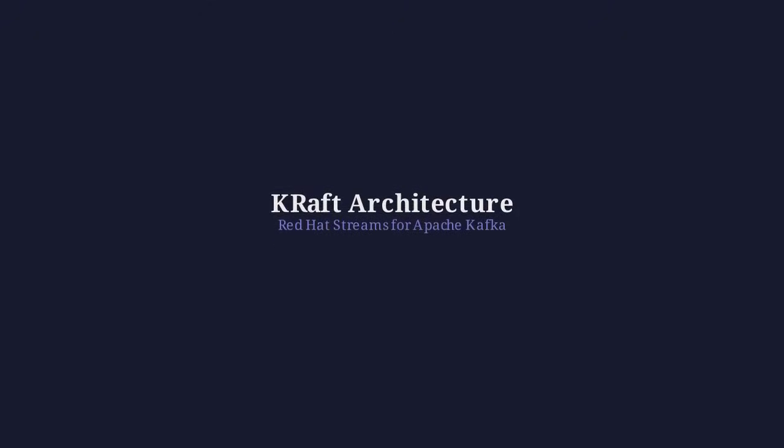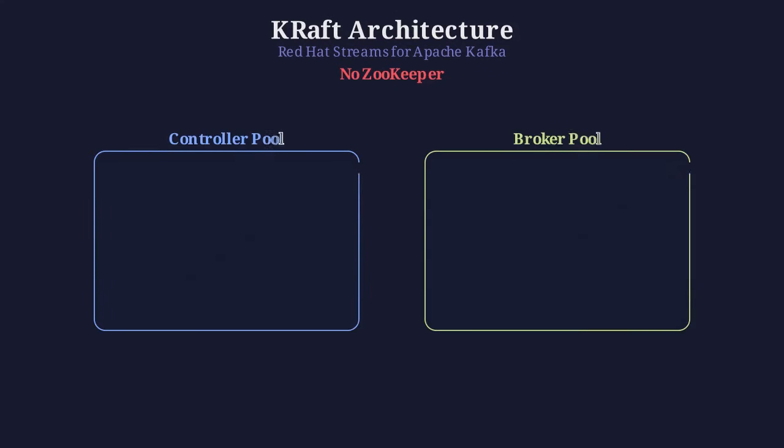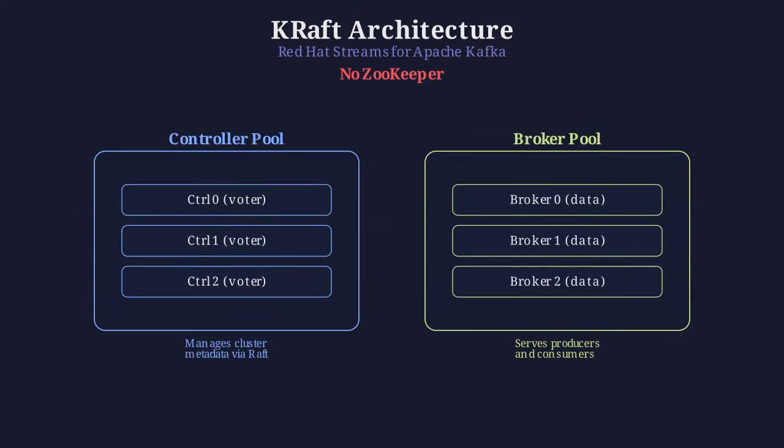Second step, define the cluster. The recommended architecture for production separates 2 node pools. The controller pool has 3 nodes that manage cluster metadata via KRaft, the native Raft protocol in Kafka that eliminates the ZooKeeper dependency. The broker pool has 3 nodes dedicated to storing and distributing messages.